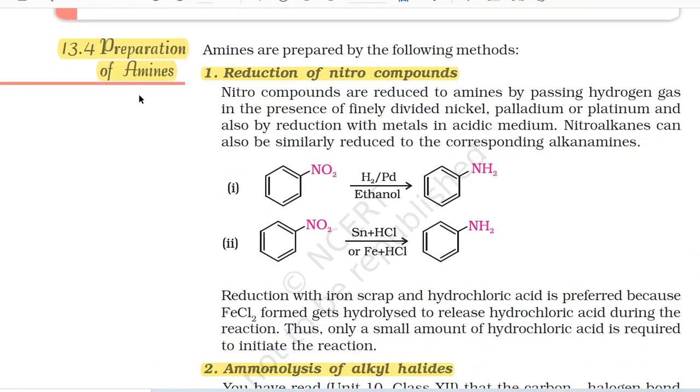13.4 Preparation of amines. Amines are prepared by the following methods. First, reduction of nitro compounds. Nitro compounds are reduced to amines by passing hydrogen gas in the presence of finely divided nickel, palladium or platinum, and also by reduction with metals in acidic medium. Nitroalkanes can also be similarly reduced to the corresponding alkylamines.